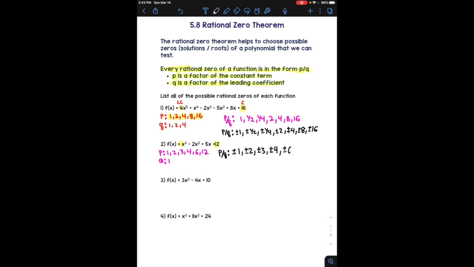4, 6, and 12. What I'm going to ask you guys to do is use this idea to create a list of the possible rational zeros for number 3 and 4. Pause the video and then go ahead and play the video to check your answers.